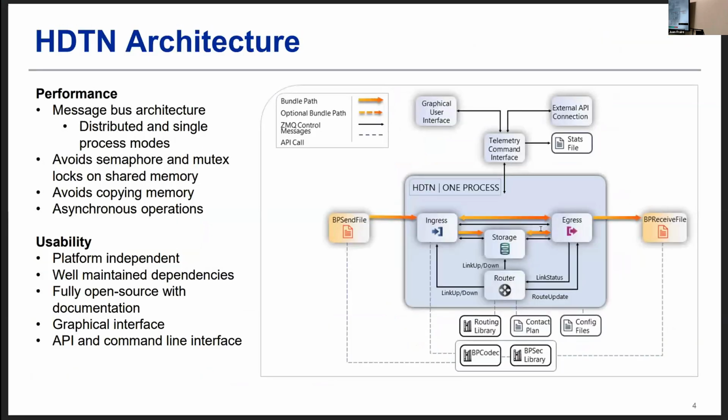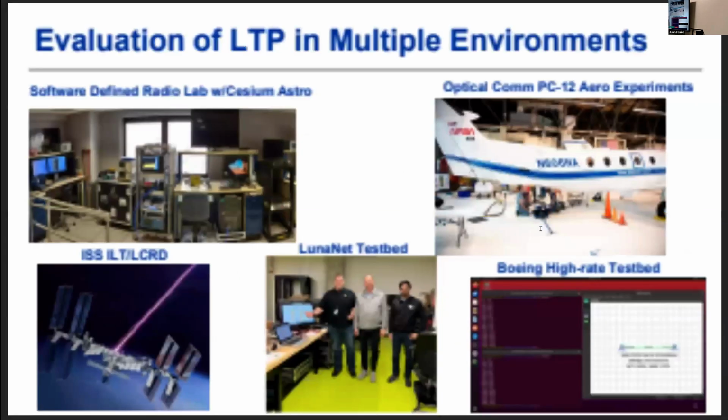For HDTN, since this talk is about the performance and benchmarking, the important features are the message bus architecture. And for all of our main modules, we can run them in a distributed or single process mode. So they can actually have ingress and egress and storage all completely on separate machines. We also try to avoid semaphores and mutexes on shared memory and avoid copying, and we stick with an asynchronous mode of operation.